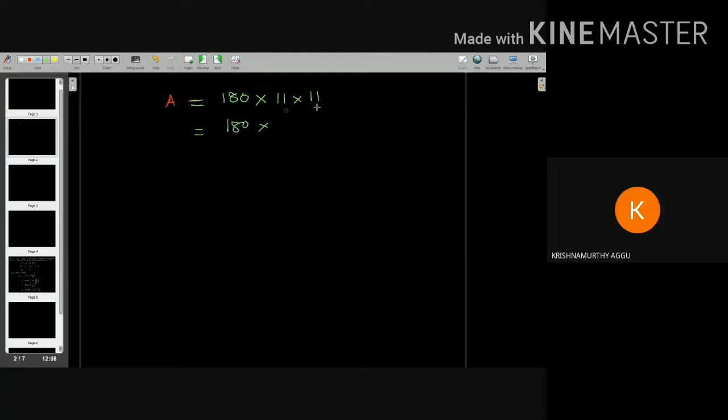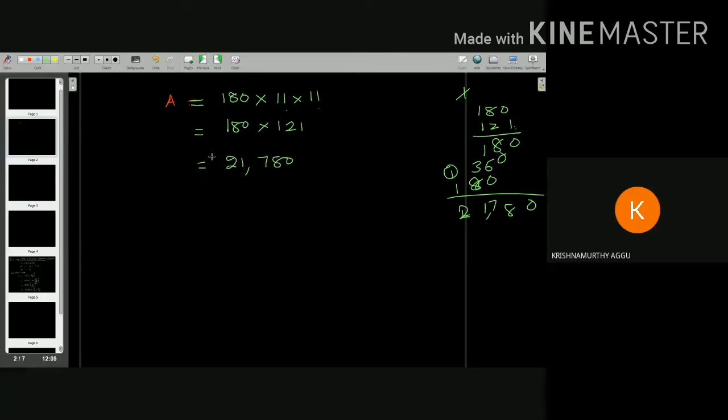180 is multiplied with 11 into 11, which is 121. When 180 is multiplied with 121, how much are we going to get? Let us see. 1 0 times 0, 1 8 times 8, 1 1 times 1. 2 0 times 0, 2 8 times 16, 2 1 times 2 plus 1, 3. Then 1 0 times 0, 1 8 times 8, 1 1 times 1, 0, 8, 6 plus 1 is 7, 8 plus 3 is 11, 1 plus 1 is 2. So we got 21,780 here as the amount.